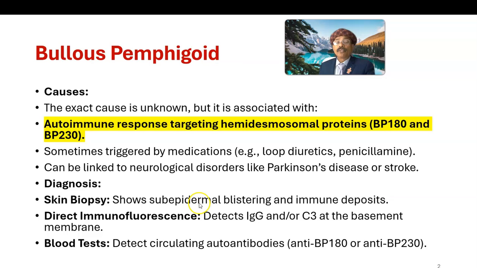Diagnosis: how can we diagnose? Skin biopsy shows subepidermal blistering and immune deposits. Direct immunofluorescence detects IgG and C3 at the basement membrane. Blood tests detect circulating autoantibodies, anti-BP180 and anti-BP230.